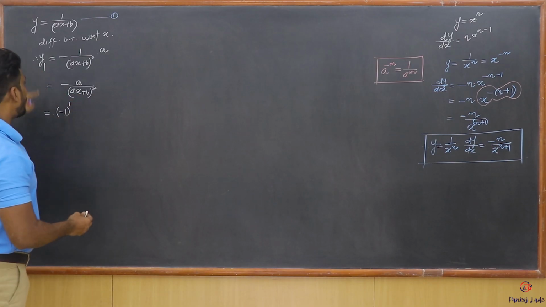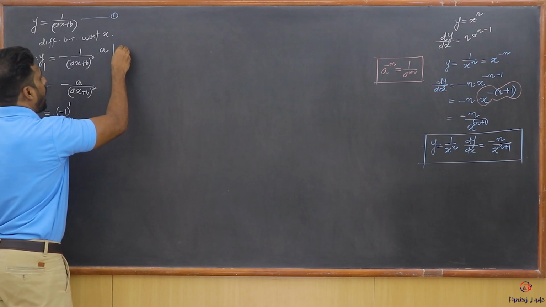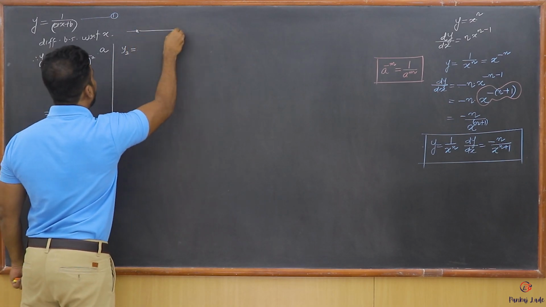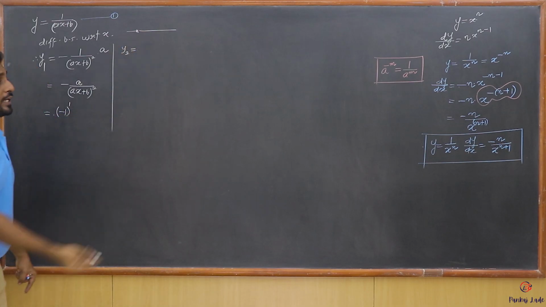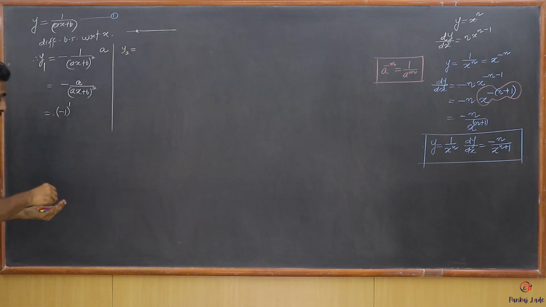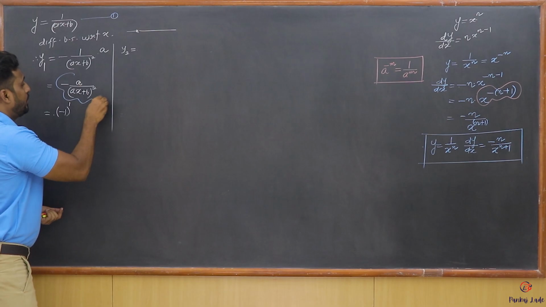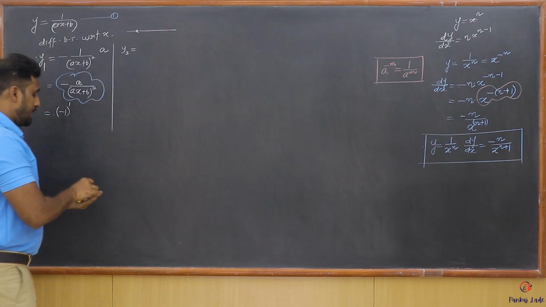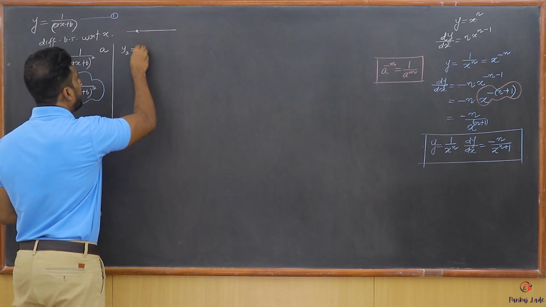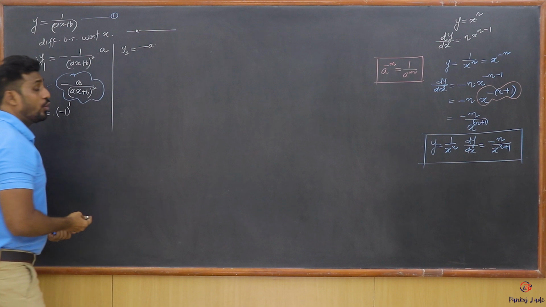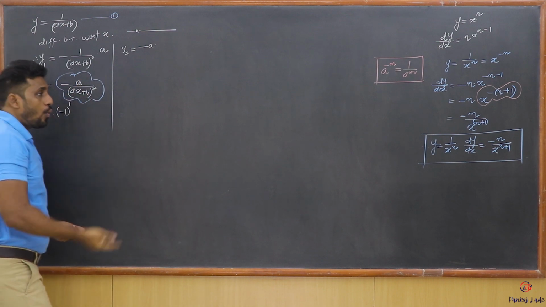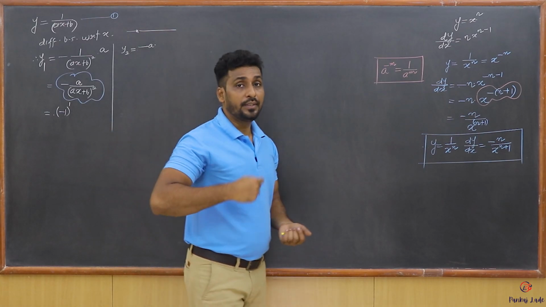Let's get y2. So that was y1. So I'm going to get y2 now. So I'm going to differentiate again both sides with respect to x. So I'm going to differentiate this particular term. I have this minus a upon ax plus b square. So minus and a are both constants, so I keep them outside. And now I want to find a derivative of 1 upon ax plus b square.